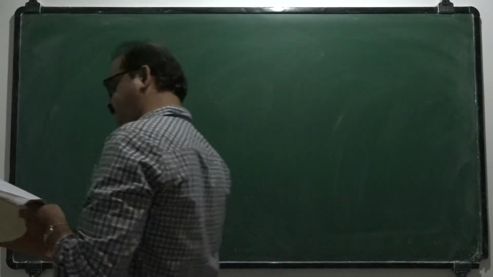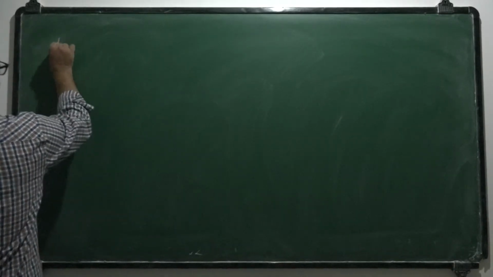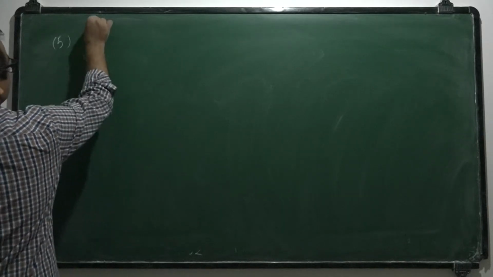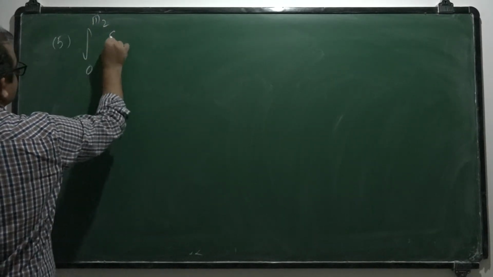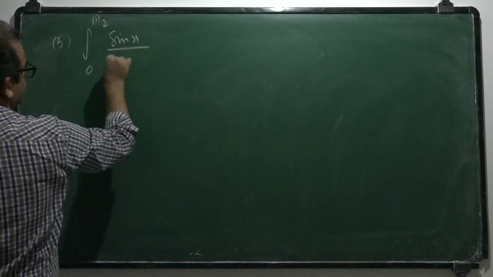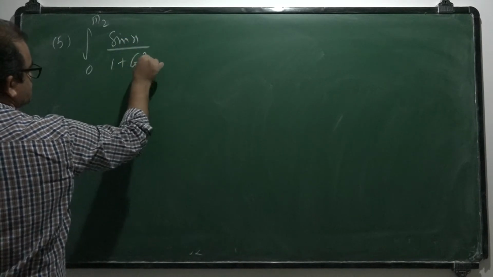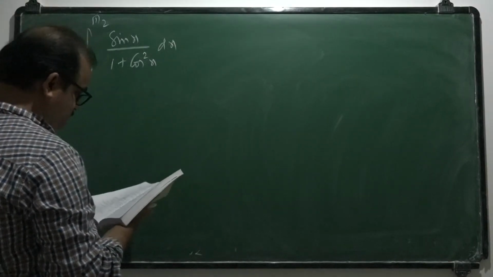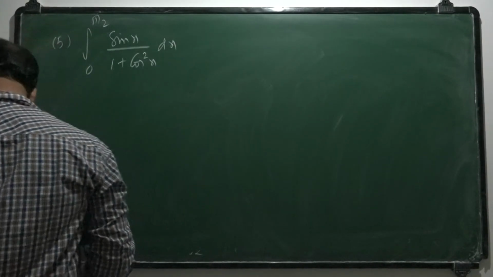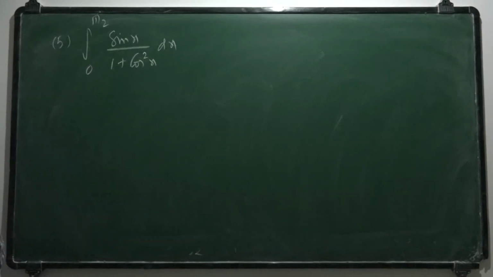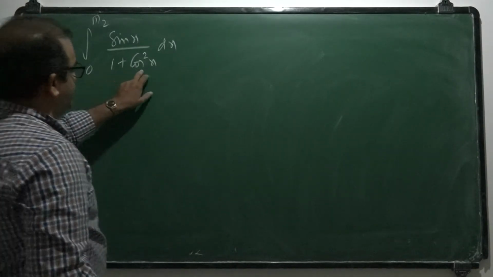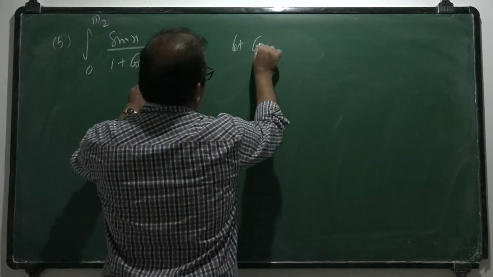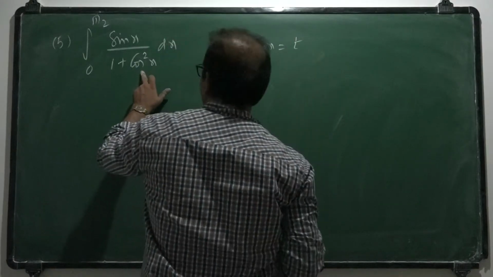Next, fifth problem. Integral 0 to pi by 2 sin x by 1 plus cos square x into dx. Let cos x is equal to t.